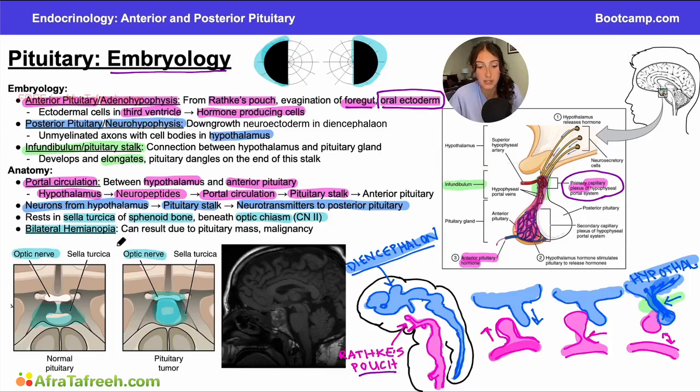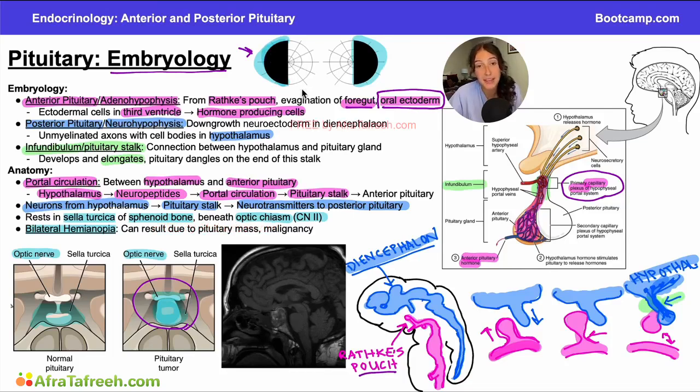Remember that our pituitary gland rests in the Sella turcica, so if it gets too big, it can squish on our optic chiasm and create that very specific visual deficit called a bilateral hemianopsia or hemianopia, and that is going to present with loss of peripheral vision and should immediately key you in to think about a pituitary problem.